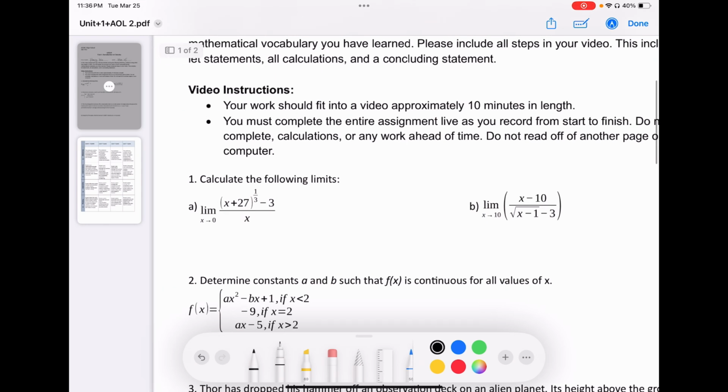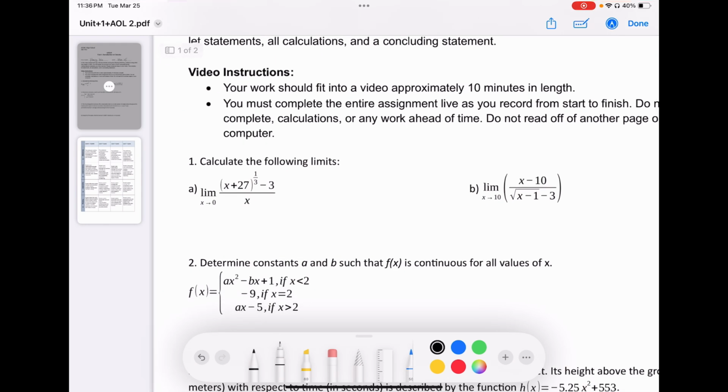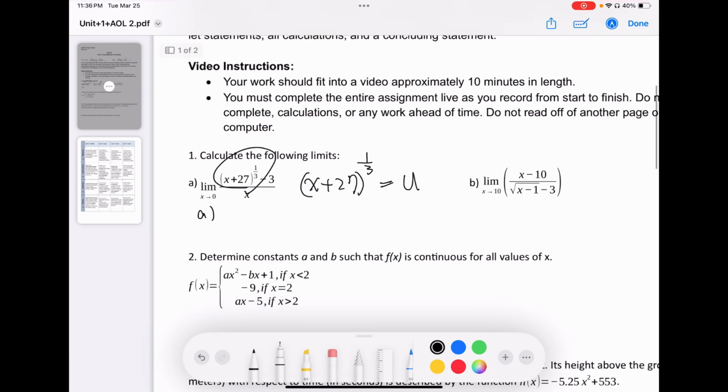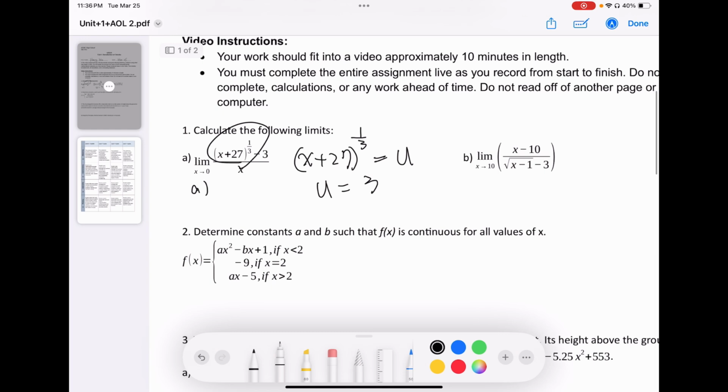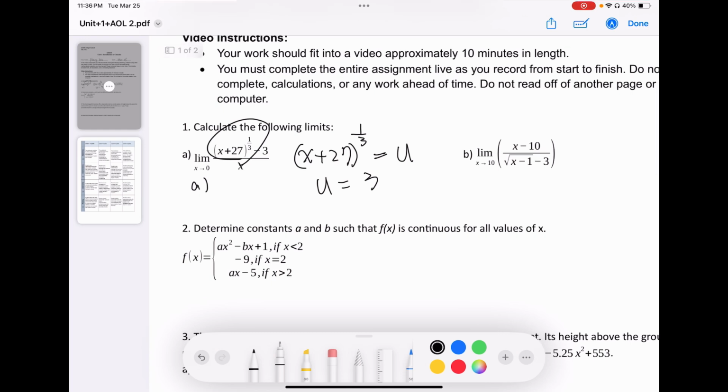We'll begin with question 1, part A. What I'm going to do is use u to represent x plus 27 to the power of 1 over 3, so u will represent this expression. Now we can plug in x equals 0 right away, and then we will get u equals 3.